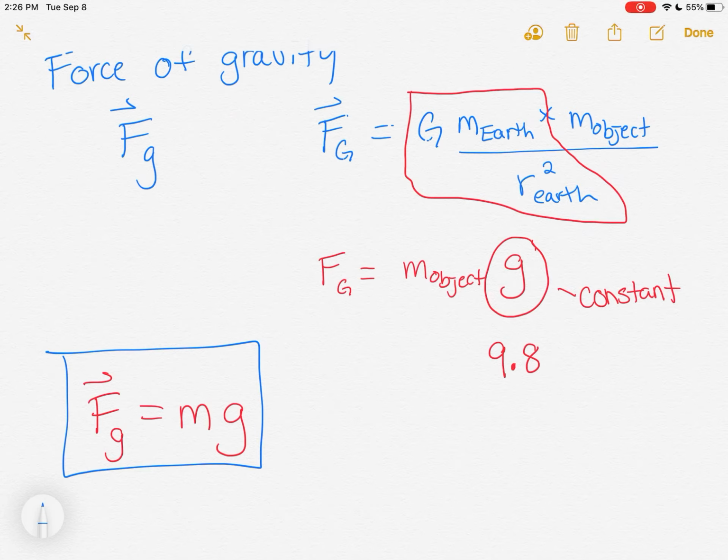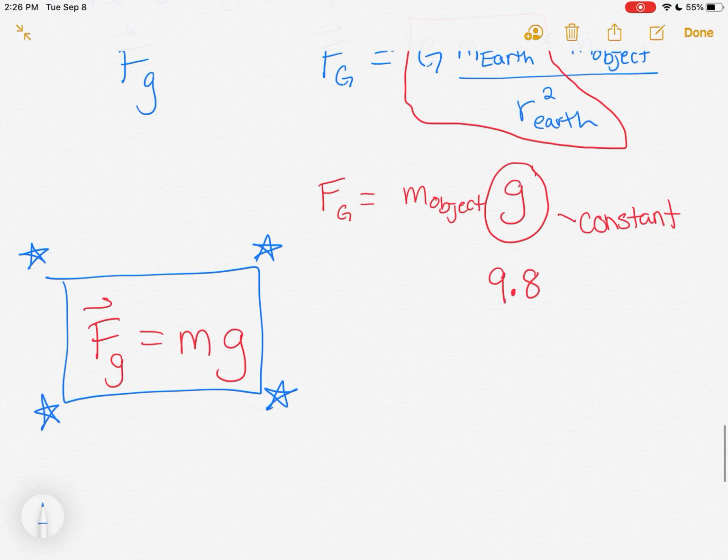When we are on or near the surface of the Earth, Fg equals mg. This formula is not on a formula sheet. It is the most important formula in physics. Okay, it is absolutely the most important formula in physics. We are going to use it significantly all the time. And so Fg equals mg, you need to memorize this formula. Most formulas are going to be given on your formula sheet. Fg equals mg is not on your formula sheet. You need to know this formula.